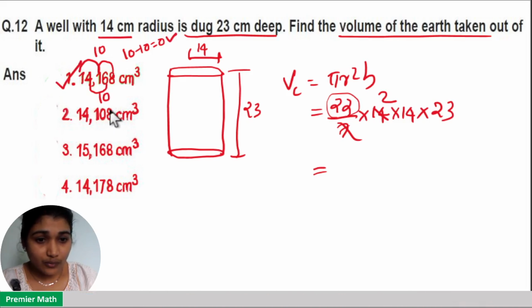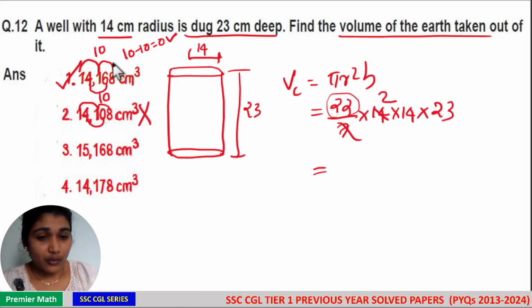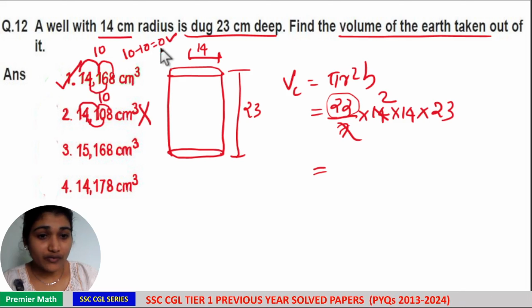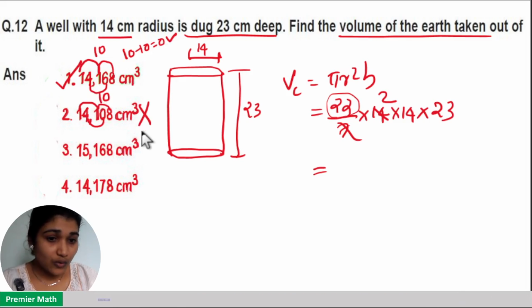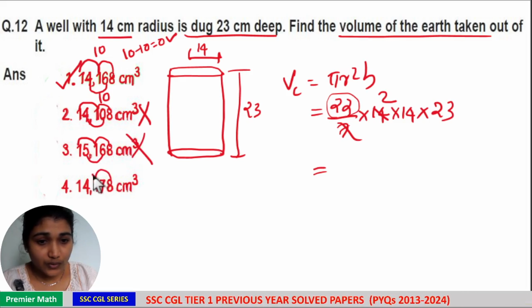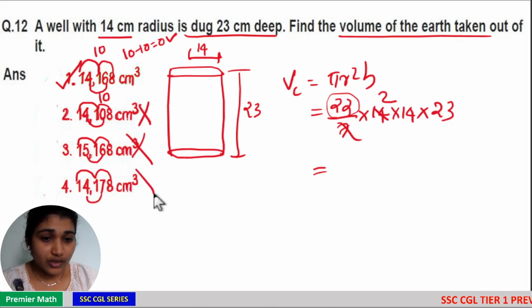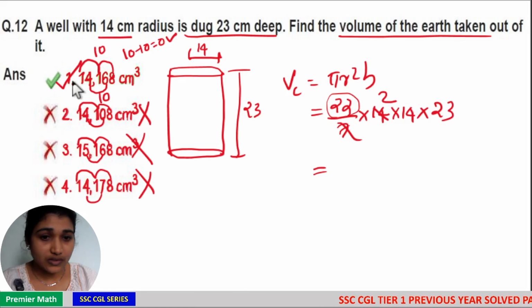Now check for the second option. 8 plus 1 9, 9 plus 1 10. Here 4 plus 0 is 4. So 10 minus 4 is not equal to 0. Here the difference between odd place sum and even place sum should be 0 or 11. Here in the second case it is not 0 or 11. In the third case 8 plus 1 9, 9 plus 1 10. Here 6 plus 5 11, not equal to 0 or 11. Difference is not equal to 0 or 11. Here also 8 plus 1 9, 9 plus 1 10. And here 7 plus 5 11. So 10 minus 11 not equal to 0 or 11. Option 4 eliminated. So option 1 is your answer.